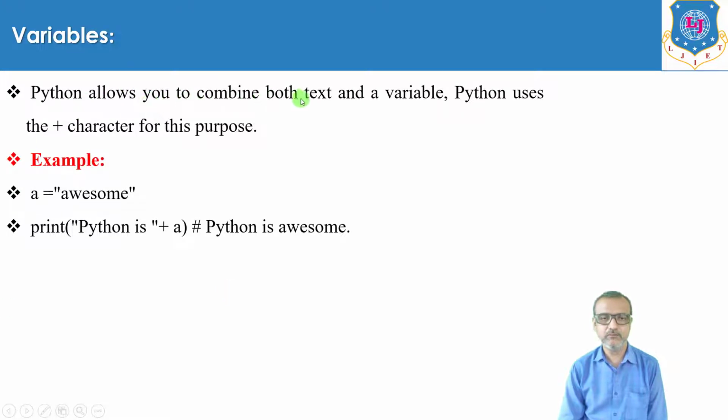Python allows you to combine both text and a variable. Python uses the plus character for this purpose. For example, if I write a equals "awesome", so this is the string.